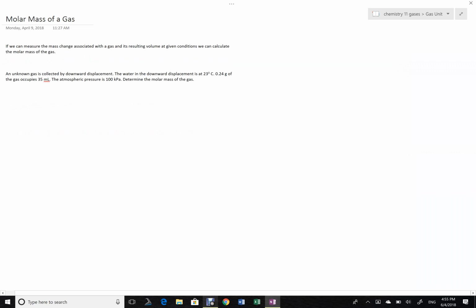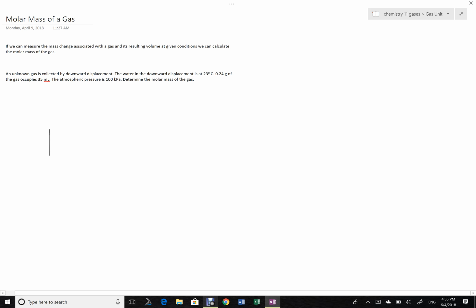Okay, molar mass of a gas. So the idea here is we're going to release gas into an inverted graduated cylinder, and then through downward displacement, that gas is going to occupy a certain amount of space at a certain pressure. And based on the mass of the gas that's occupying that much space, we can figure out what the molar mass of that gas must be.